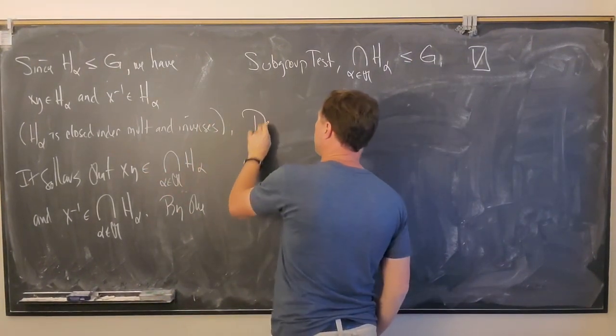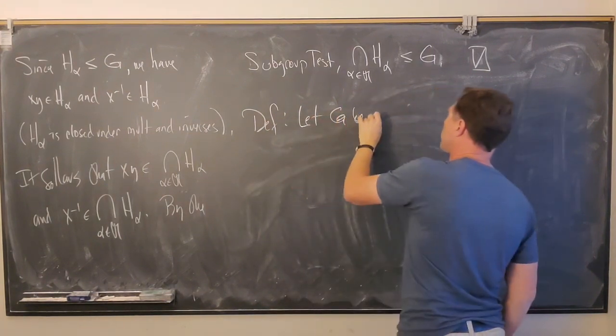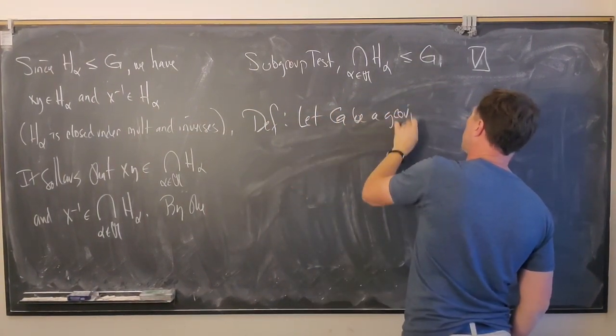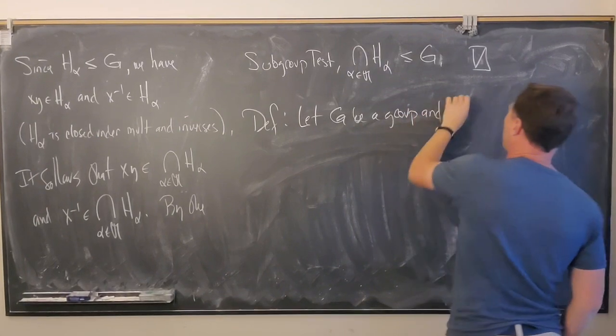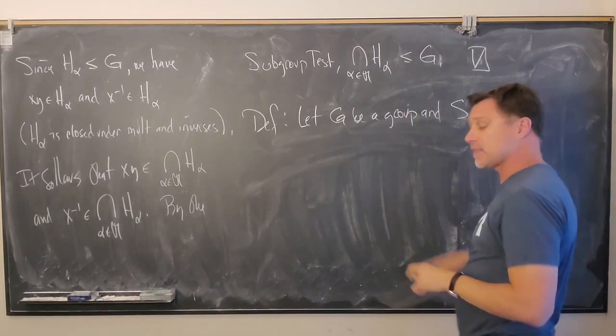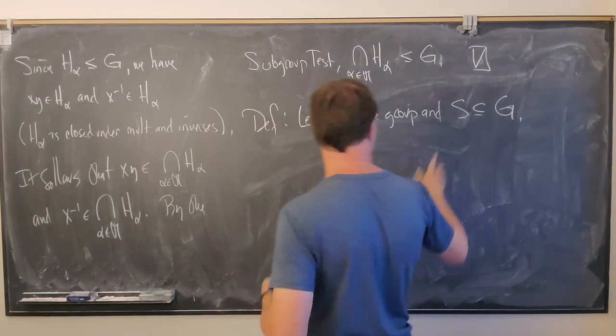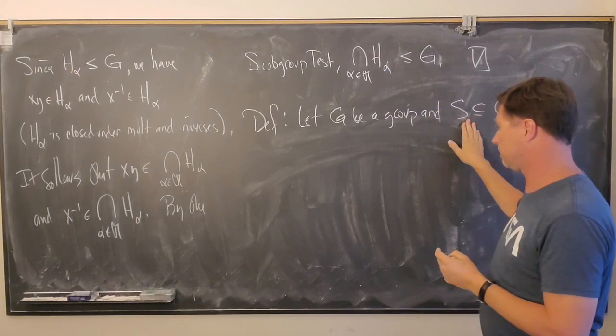Yeah, I'll use this as a definition. So let G be a group, and let's take a subset of G. So S is a subset, not necessarily a subgroup of G. It can be, but all we need is for it to be a subset.